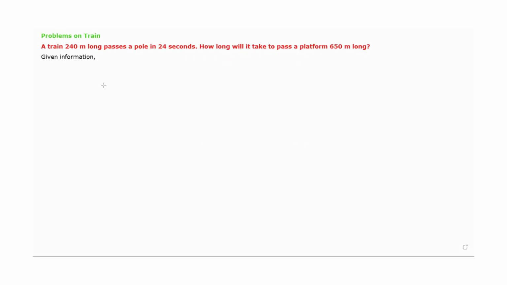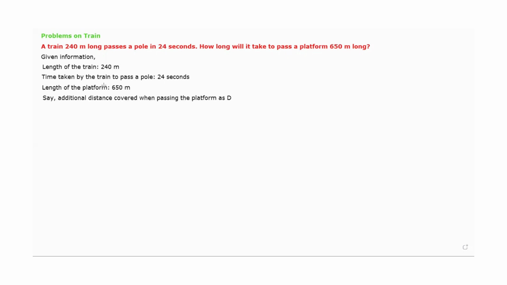Given information, length of the train, 240 meters. Time taken by the train to pass a pole, 24 seconds. Length of the platform, 650 meters. Let's denote the additional distance covered when passing the platform as D. When the train passes the platform, it covers the distance equal to the sum of the lengths of the train and the platform.